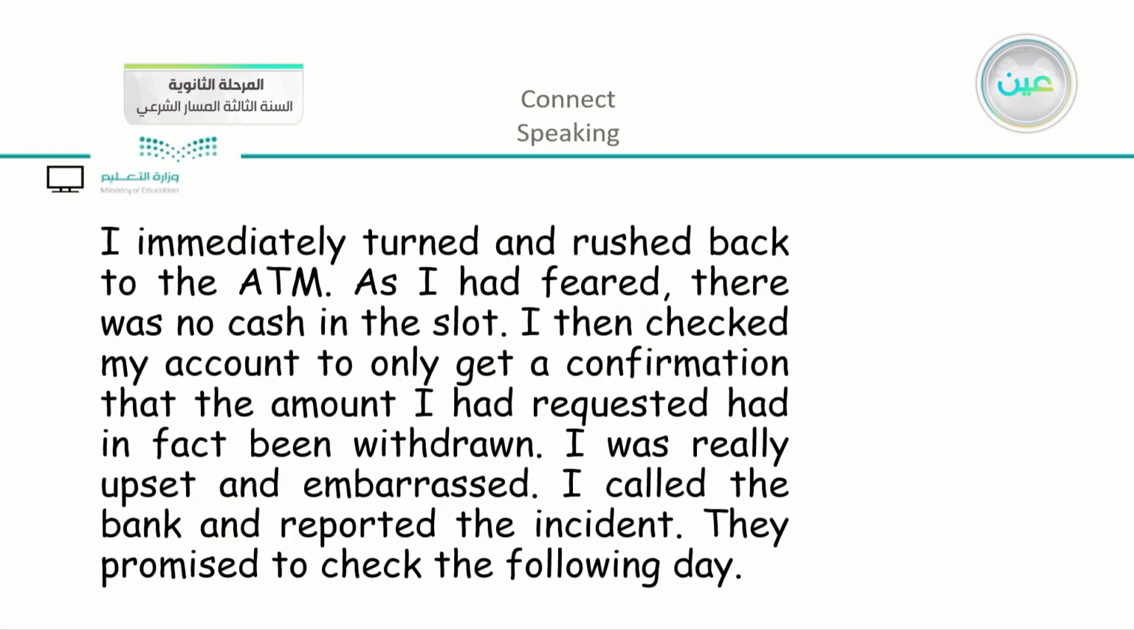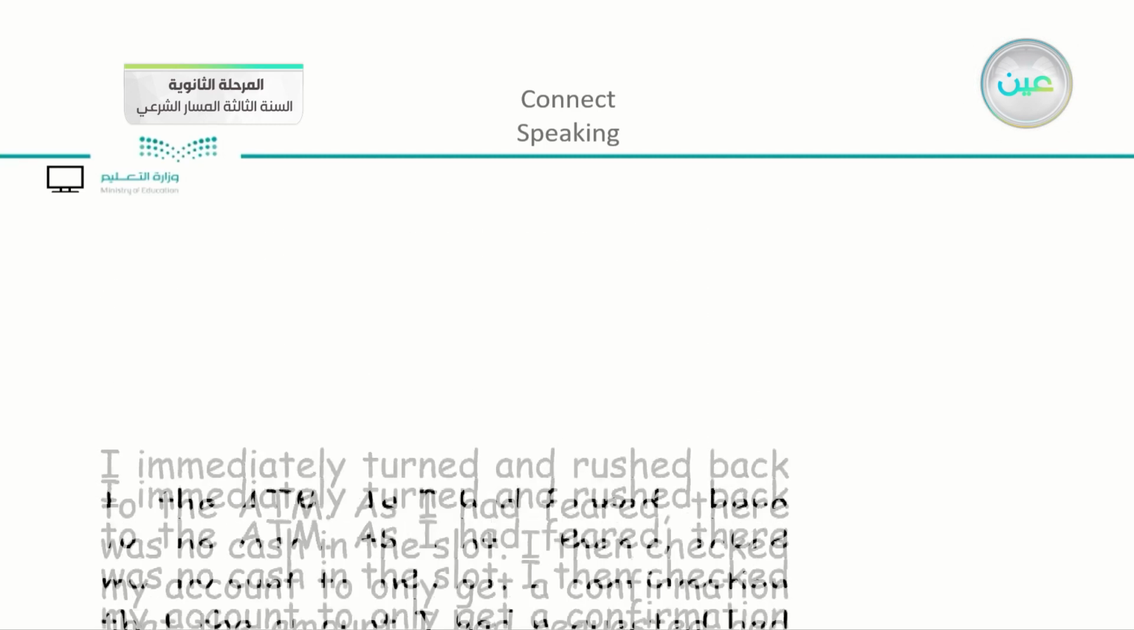I must have taken about 10 steps or so when I thought of checking to make sure that I'd put the money away securely. I searched my small bag and my pockets to no avail. I immediately turned and rushed back to the ATM. As I had feared, there was no cash in the slot. I then checked my account to only get a confirmation that the amount I had requested had in fact been withdrawn. I was really upset and embarrassed. I called the bank and reported the incident.